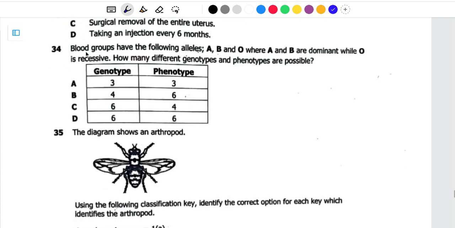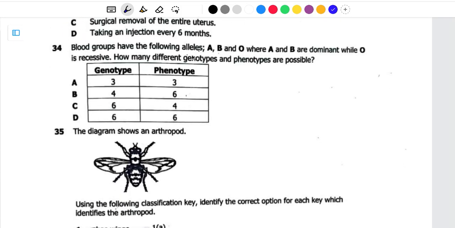Then 34 is saying blood groups have the following alleles A, B, and O, where A and B are dominant while O is recessive. So how many genotypes and phenotypes are possible? So when we talk of genotypes, we are talking about the internal appearance of a living organism, and when we talk of phenotypes, the outcomes that you are able to see. So you can have blood group A can exist as heterozygous. It can also exist as homozygous dominant. Blood group B can exist as heterozygous dominant and homozygous dominant.